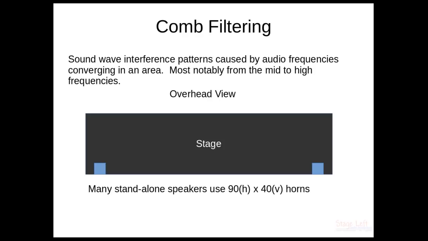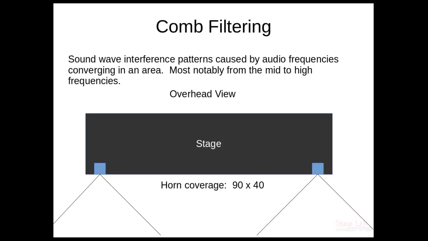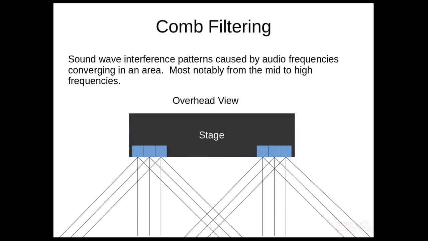The horizontal coverage is important to make sure that everybody hears the sound, but this is also what can cause the comb filtering issues when you start adding more speakers. The 90 by 40 horns are great for midfield, but they do not do very well for far field applications. So let's take a look at this. Let's say that this is a very basic coverage of a 90 by 40 horn and a speaker. Very basic coverage.